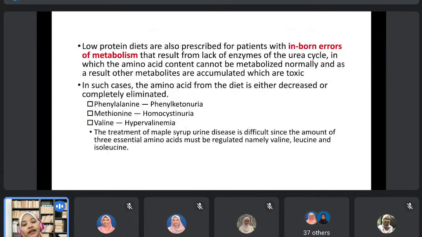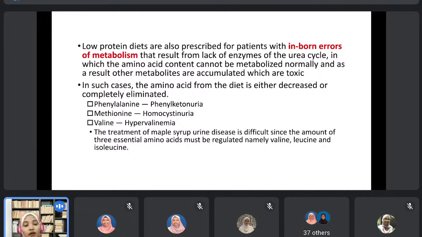And then low protein diets are also prescribed for patients with inborn error of metabolism as a result of the lack of enzymes in the urea cycle, in which the amino acid content cannot be metabolized normally, and as a result other metabolites are accumulated which are toxic. So in such cases, the amino acid from the diet should either be decreased or completely eliminated.